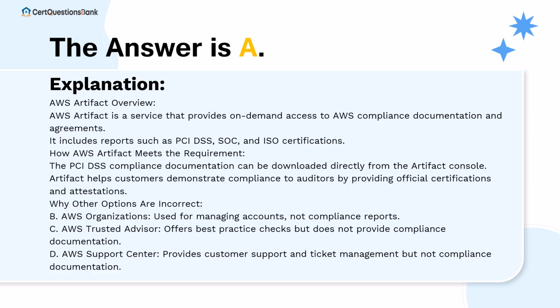Why other options are incorrect? B. AWS Organizations is used for managing accounts, not compliance reports. C. AWS Trusted Advisor offers best practice checks but does not provide compliance documentation. D. AWS Support Center provides customer support and ticket management but not compliance documentation.